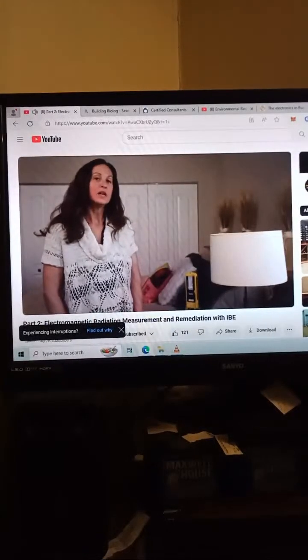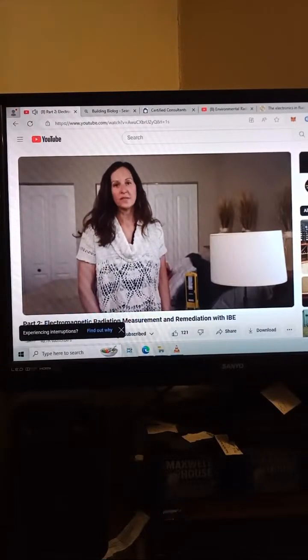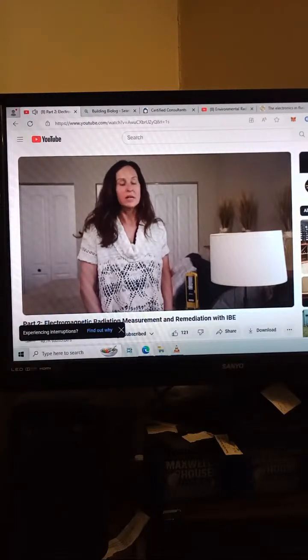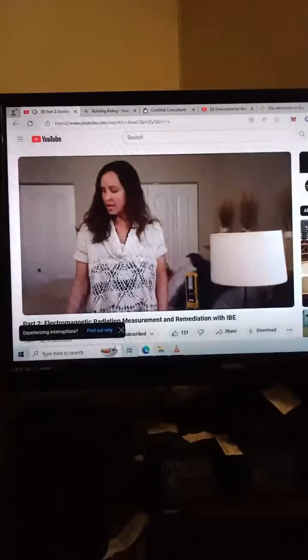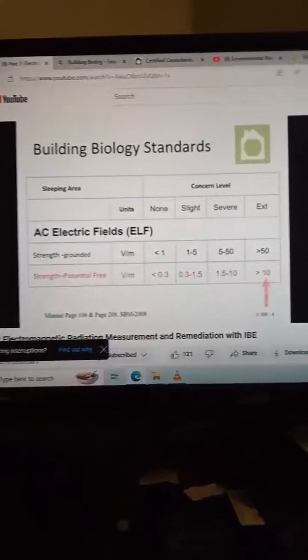And if I unplug the lamp, the electric fields slightly reduce. We're approximately at 11 volts per meter now, which demonstrates the necessity of turning off circuit breakers for the sleeping environment in order to mitigate and eliminate the electric fields. The levels that we're at right now are of extreme concern according to building biology levels, which are demonstrated on this chart. Extreme concern is anything above 10 volts per meter.